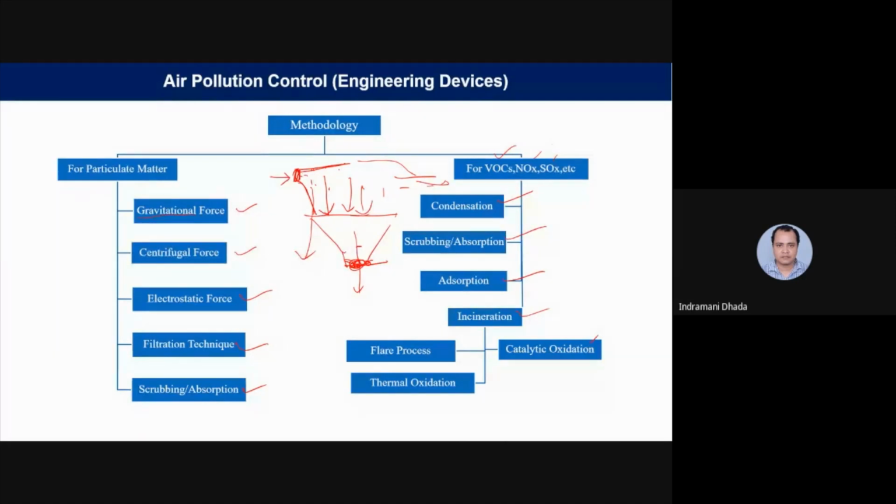Now centrifugal force. Centrifugal means there is a cyclone which generates centrifugal forces, and the particles bombard against the surface of the wall. I will come to it one by one. Then the electrostatic precipitator.